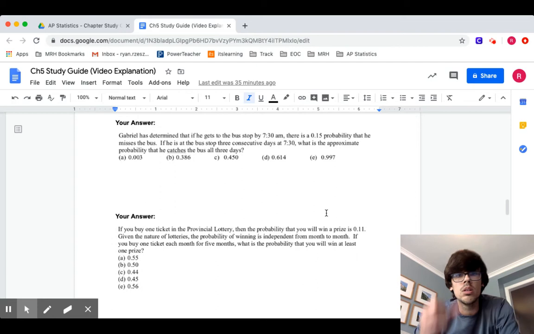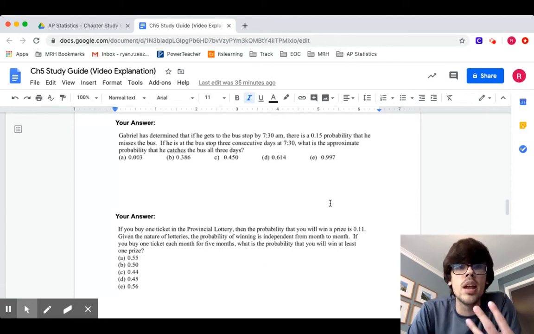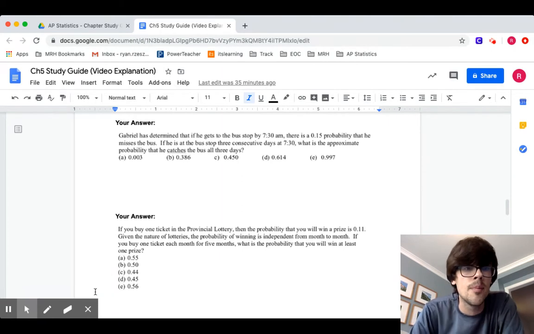So we're moving right along here to our second page of multiple choice. And for this problem, we've got a kid who needs to get to the bus stop. If he makes it by 7:30, there's a 15% chance that he misses the bus. So we're looking at 3 days in a row, assuming independence, and we want to figure out the probability he catches the bus each day.